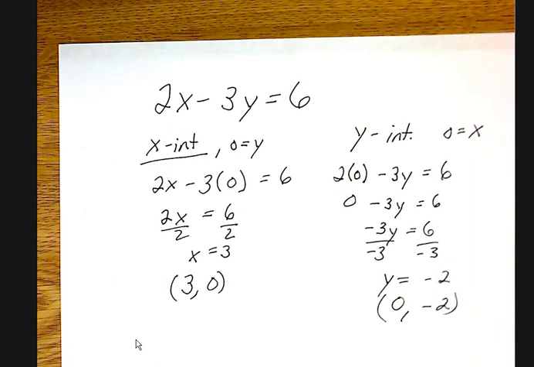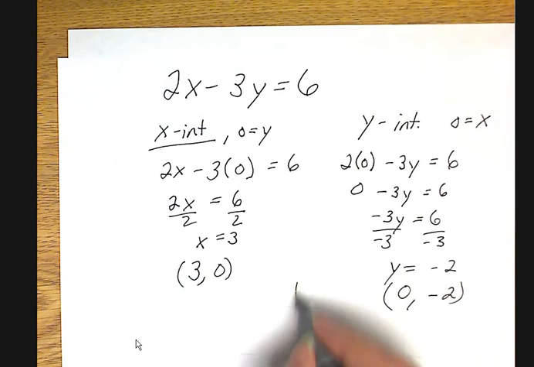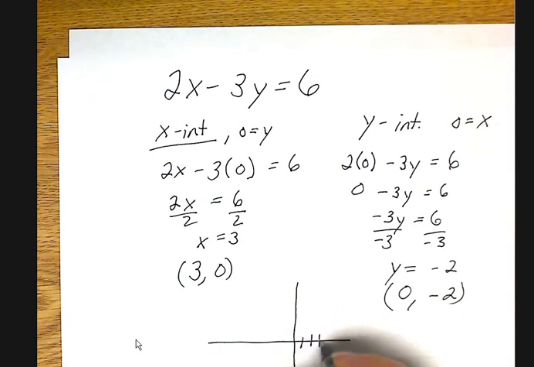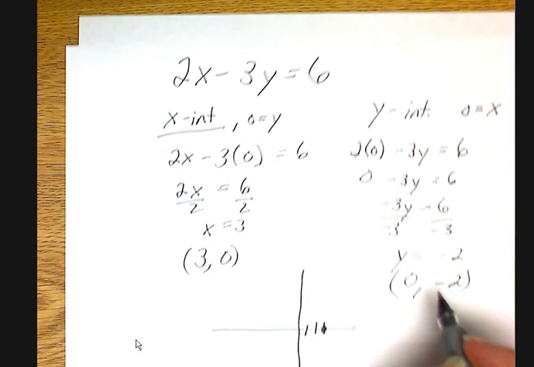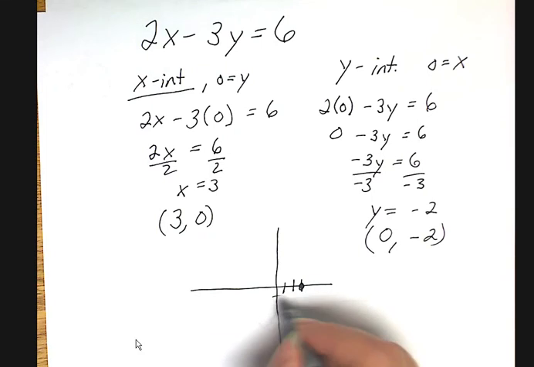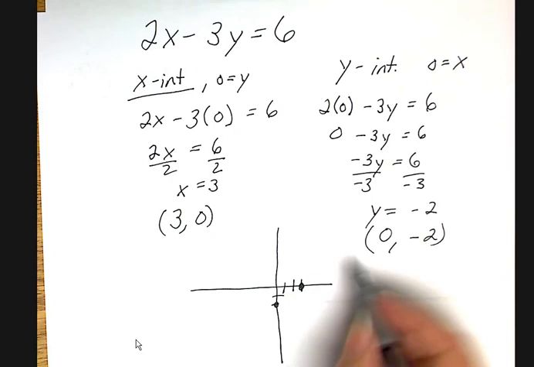All you have to do now is plot these 2 points. 3, 0: 1, 2, 3, 0, and 0, -2. So you have 0, 1, 2, negative there, and connect your dots.